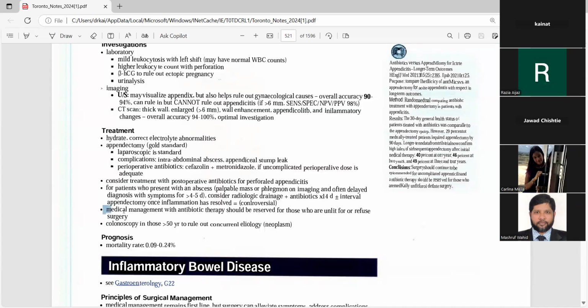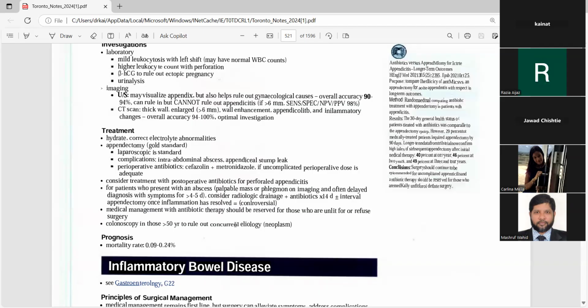Medical treatment. Why the medical treatment? Because of the patient who does not want to do the treatment through surgery. Although it's very uncommon, there are people like that, and they do like to ask you how you're going to approach. So in those cases, we do the conservative treatment. Antibiotics should be reserved for those who are unfit or refuse surgery. Okay, although it's a very small line, it is asked in questions.